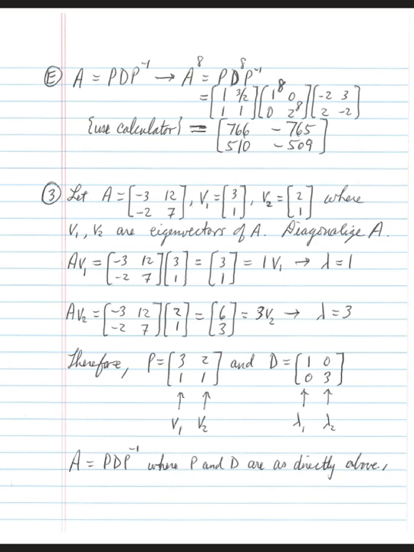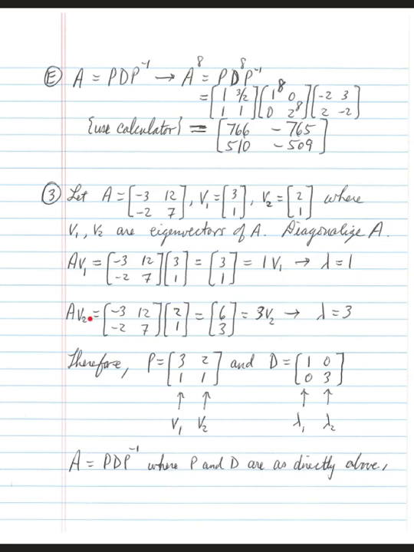Third example, let A be this 2 by 2 matrix, and we're going to let V1 and V2 be the eigenvectors of A. Well, since we have the eigenvectors, it makes it fairly easy to find eigenvalues. Multiply matrix A times your first eigenvector, and you get 3, 1. Well, that's 1 times V1. So your first eigenvalue, or the one that corresponds to V1, is 1.